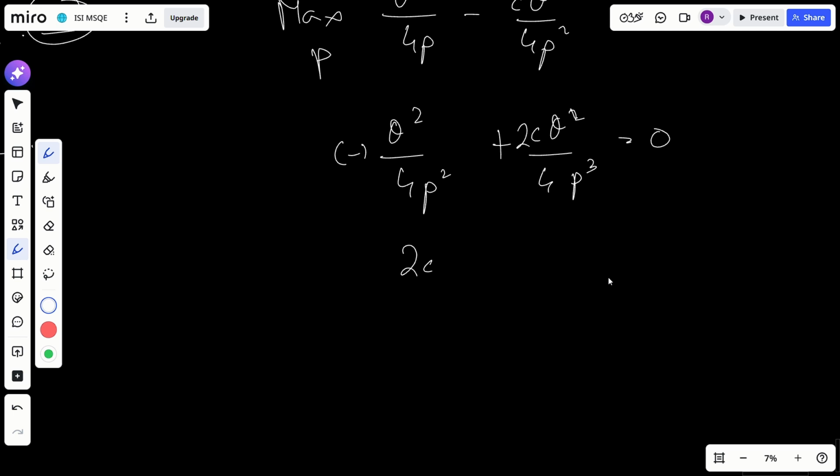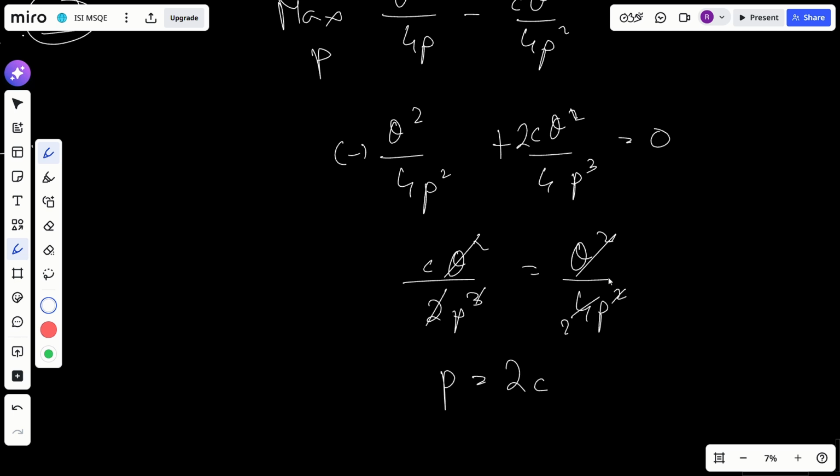So c theta square by 2p cube is equal to theta square by 4p square. Theta square gets cancelled out. There is a 2 here, and this gets cancelled out. So we are having p equals 2c as our price.